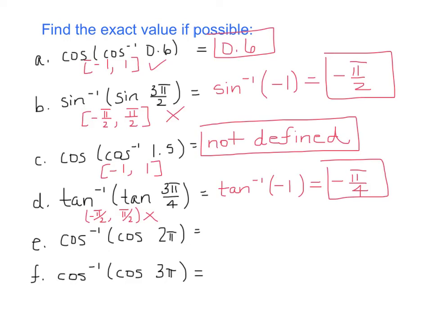Cosine inverse. Remember the angle has to be between 0 and pi to use our special property. 2 pi is not, so we have to actually evaluate cosine of 2 pi. Cosine of 2 pi would be 1. And then we look between 0 and pi to see which angle gives us a cosine of 1. And the only one that does that is 0.